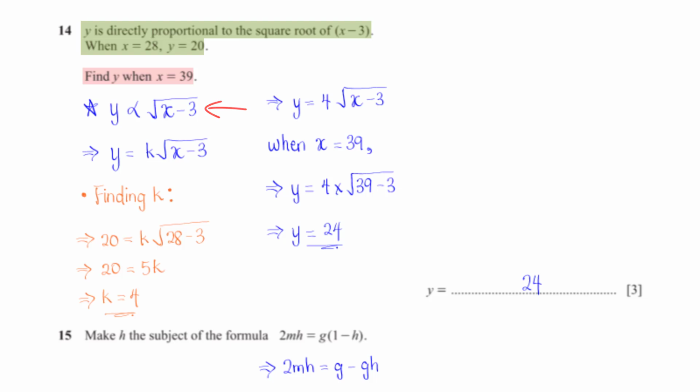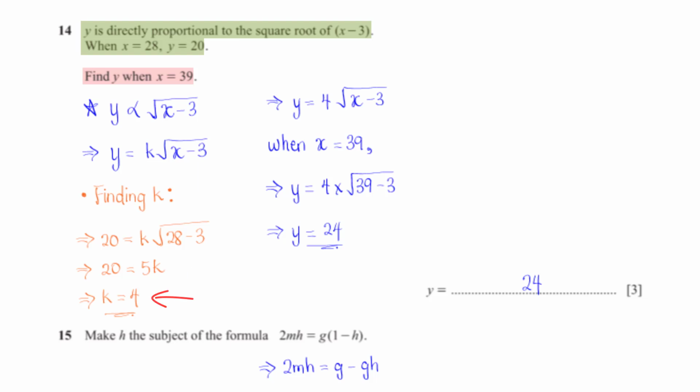And so this means that y is equal to a constant, which we are going to call k, times the square root of x minus 3. So to find the value of k, we slot in the given values of x and y in the question. When x equals 28, y equals 20, and so that gives us 20 equals k times square root of 28 minus 3. When we simplify this further, we get the value of k as 4.